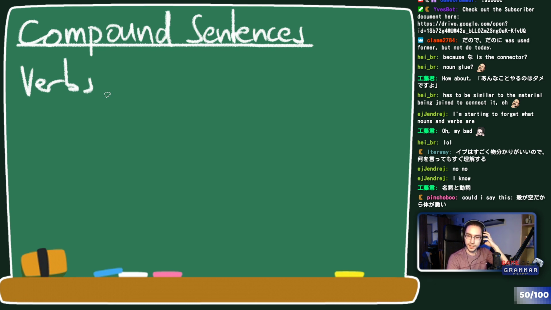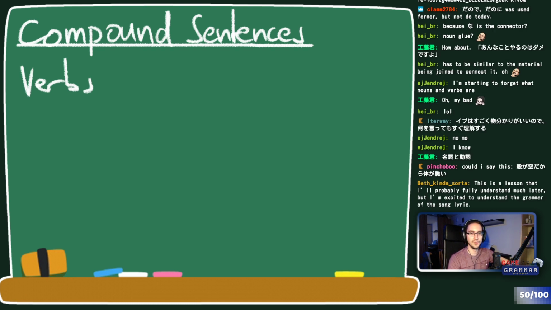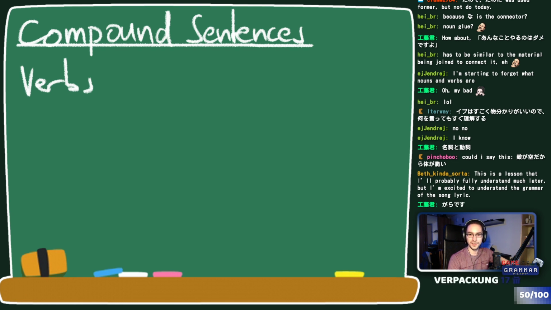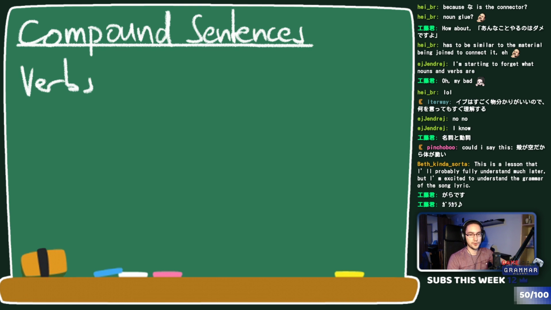What's that? Is that gara? Gara ga karada kara karada ga. Wait, isn't that moroi? Is that moroi? Yeah, it's moroi. Interesting. Gara desu. Yeah, gara. Gara ga karada kara karada ga moroi. Interesting. I'll probably fully understand much later when I'm excited to understand the grammar of the song lyrics. Yeah, there you go. Let's look at verbs.